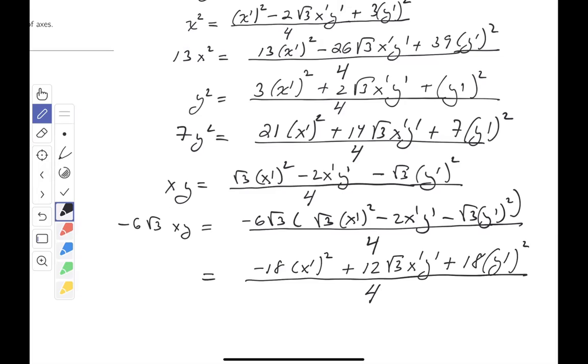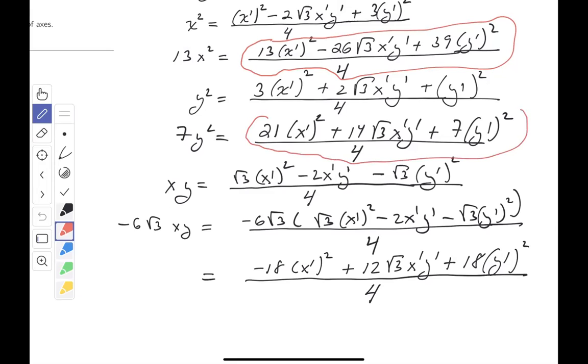It's going to be tough. But what I want to do is take 13x squared, add it to 7y squared, and then combine it with this minus 6. Write this down over here. Minus 6 times root 3xy.